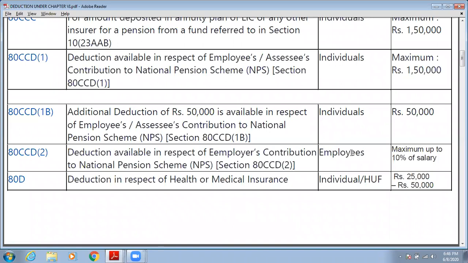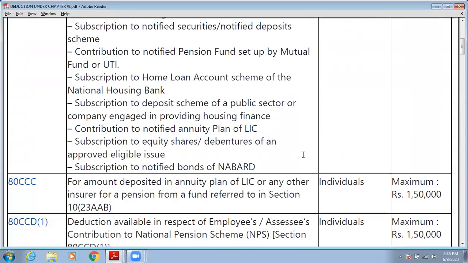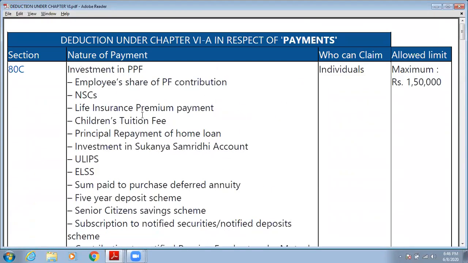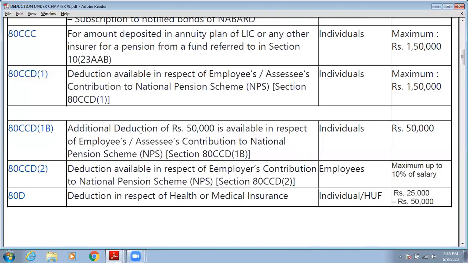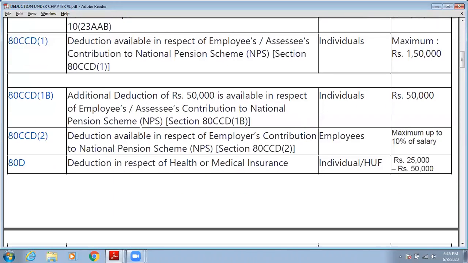एम्प्लॉयर्स का जो भी कंट्रीब्यूशन होगा उसका आपको डिडक्शन मिलेगा. What will be the quantum of deduction? डिडक्शन will provide to you maximum up to 10% of salary. Okay, so this is all about the ATC. These are the subsections of ATC: 80, 80C, 80CCD, 80CCD1B, and 80CCD.